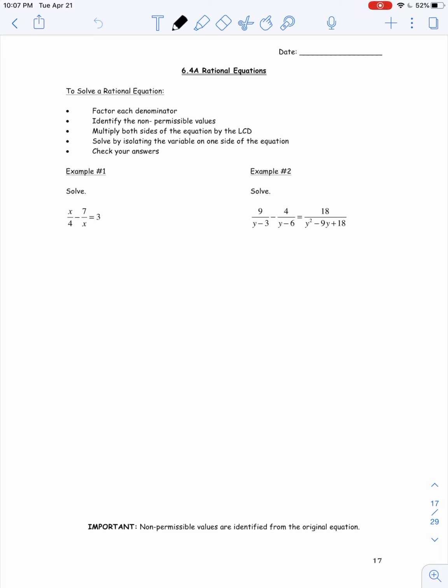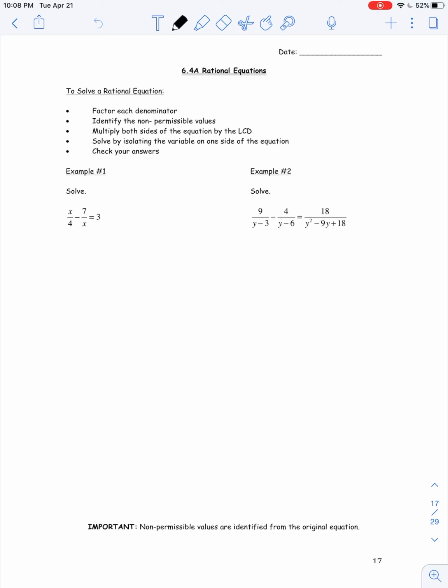Hey Math 20-1 students, we're looking at lesson 6.4a, rational equations. So what we're trying to do is solve for the variable x. Whenever we have an equation, you're going to have a left side of the equation and a right side of the equation. So you're trying to get that x by itself.